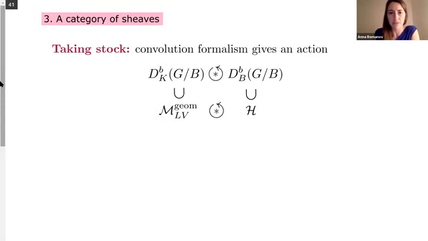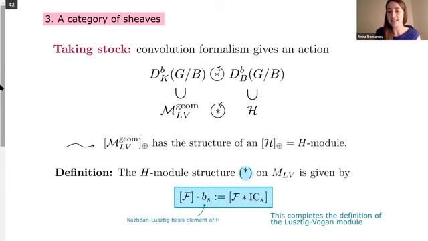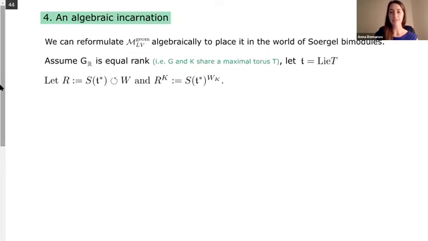And now if we take stock of what we've done so far, the convolution formalism gives us an action of the geometric Hecke category on this geometric Lusztig-Vogan category. And so that means that the split Grothendieck group also has the structure of an H-module. So finally, this is the action that defines this Lusztig-Vogan module. The way that a Kazhdan-Lusztig basis element acts on the class of something in the derived category is the same as convolving with the corresponding IC sheaf.